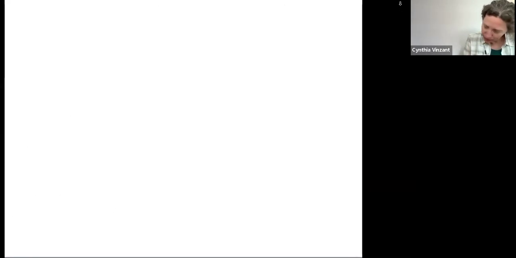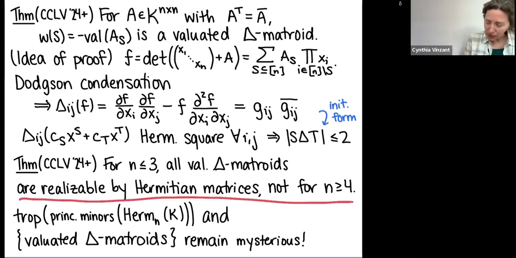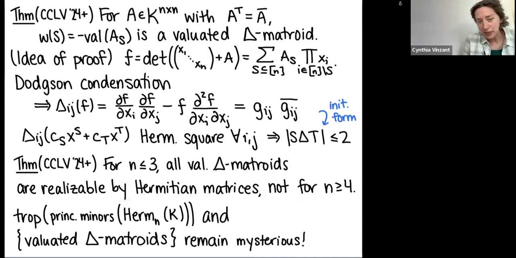Let's skip some stuff. And maybe just end by saying that this gives another notion of representability of delta matroids. It becomes quickly apparent that most delta matroids are still not representable in this way. But this seems like a set that's worthy of study. So maybe I'll just end there and take questions.